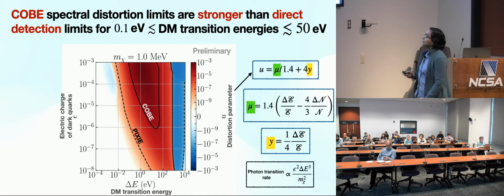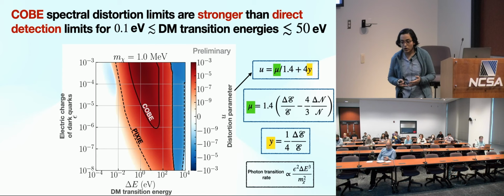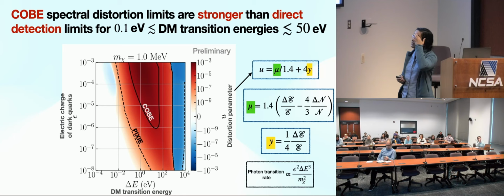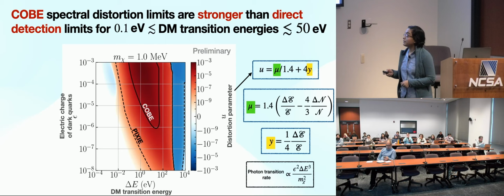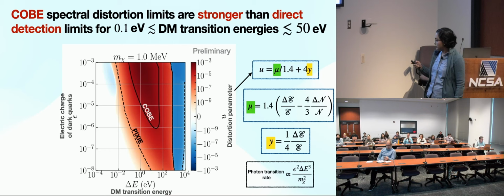Okay, the other thing that one can do is that COBE puts very strong constraints on the spectral distortion, on different kinds of spectral distortions in the CMB. So the two kinds of spectral distortions are mu and y. So our dark matter model, as I explained before, can result in both mu and y distortions. And we can use these limits to constrain, again, the electric charge of the constituent as a function of transition energy. So the total distortion is a sum total of mu and y.